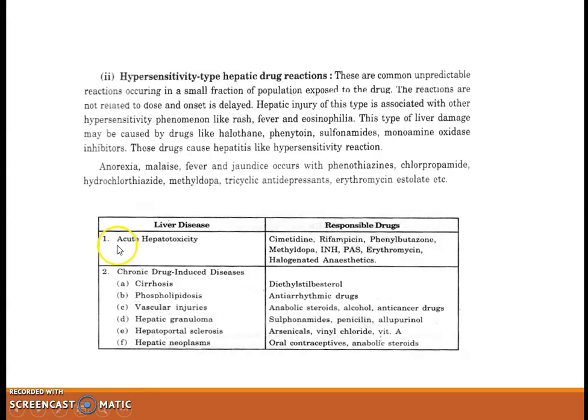First is acute hepatotoxicity, and the responsible drugs are cimetidine, rifampicin, phenylbutazone, methyldopa, erythromycin, and halogenated anesthetics. In chronic drug-induced diseases, cirrhosis: the responsible drug is diethylstilbestrol; phospholipidosis: antiarrhythmic drugs; vascular injuries: anabolic steroids, alcohol, anti-cancer drugs. Hepatic granuloma: the responsible drugs are sulfonamide, penicillin, allopurinol. Hepatoportal sclerosis: arsenicals, vinyl chloride, vitamin A. Hepatic neoplasms: oral contraceptives and anabolic steroids.